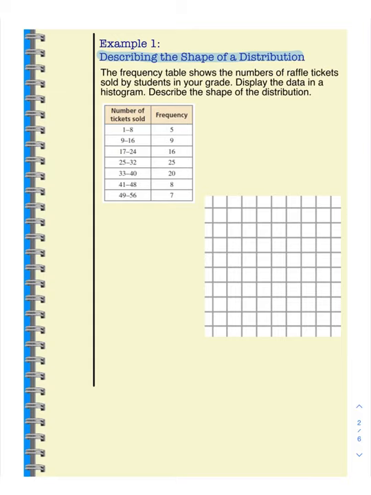Okay, so first we're going to make the axis of our histogram. And notice that the intervals go from 1 to 8. So our first interval is 1 to 8. Our second interval is 9 to 16. Our third interval is 17 to 24. So notice that the second number in the interval is counting by 8. Each interval is even.